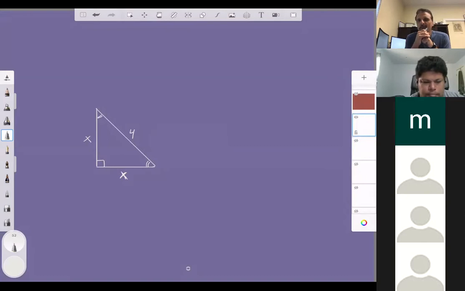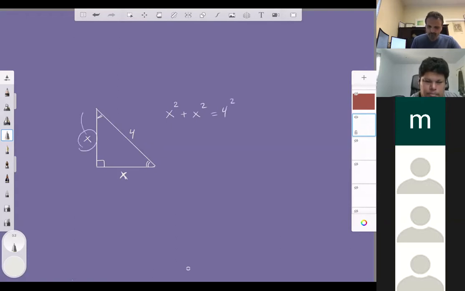Now we're going to solve for x. So as you see, we're getting a little more complicated compared with the previous example. Here we have a right triangle, and they're asking us what is x. If you write the Pythagorean theorem, x squared plus x squared equal to 4 squared.